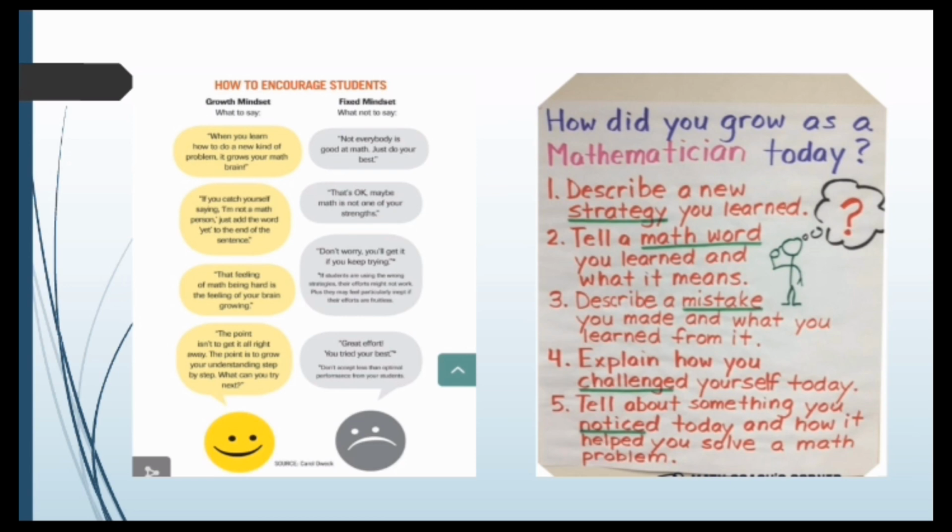How did you grow as a mathematician today? We have, first, describe a new strategy that you learned. Next, tell a math word you learned and what it means. Another, describe a mistake you made and what you learned from it. Another, explain how you challenged yourself today. The last one, tell about something you noticed today and how it helped you solve a math problem.